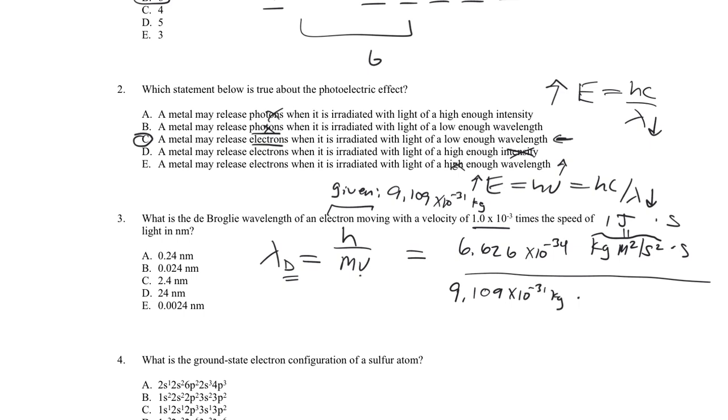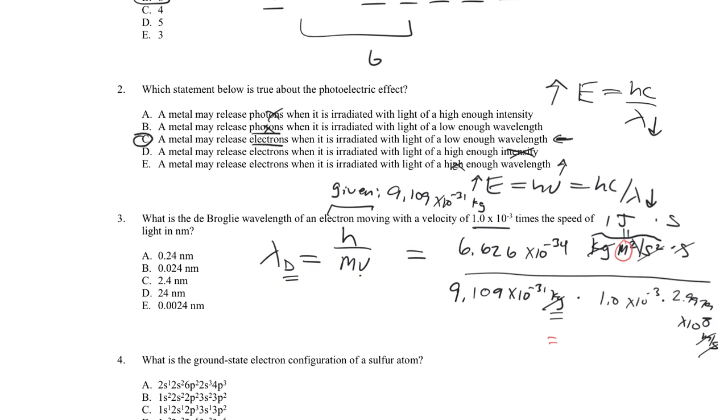And then the velocity is this 1.0 times 10 to the minus 3 times the speed of light. So 1.0 times 10 to the minus 3 times 2.9979 times 10 to the 8 meters per second. So our kilogram cancels, and we want the mass to be in kilograms to cancel into the units from the joule. We want one of the meters to cancel, our seconds are all canceling, and so we're getting out of this equation here the wavelength of matter in meters. And so let's work this out.